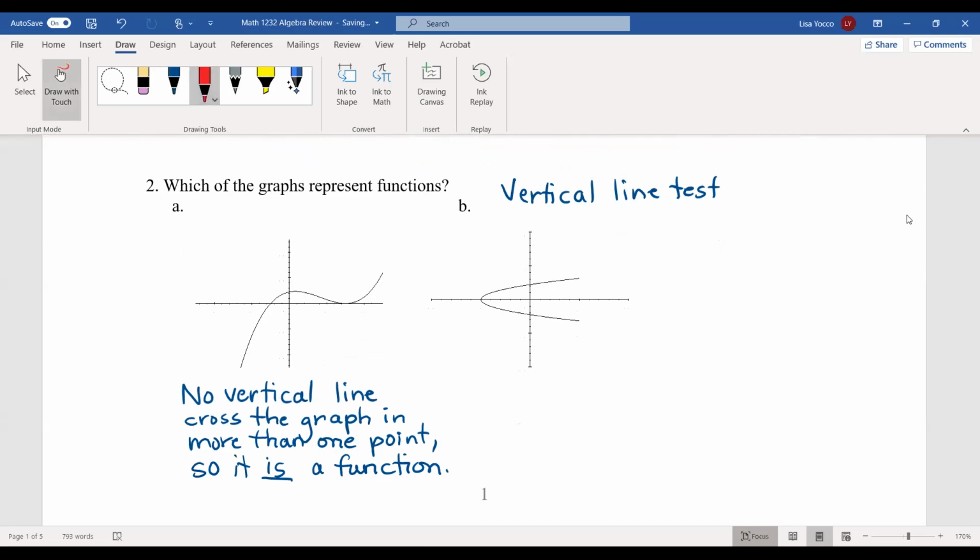The graph over in part D is not a function. It only takes one case, but there are many vertical lines that would cross that graph in more than one point. Because the vertical line that I just drew does cross the graph in more than one point, this is not a function. Vertical line test. Any questions on that?